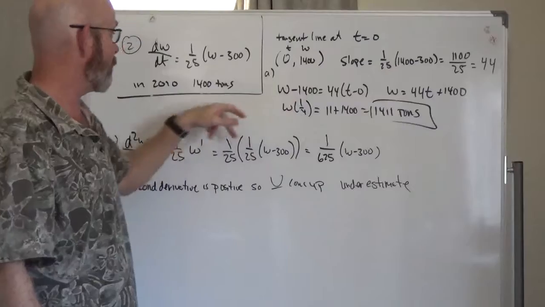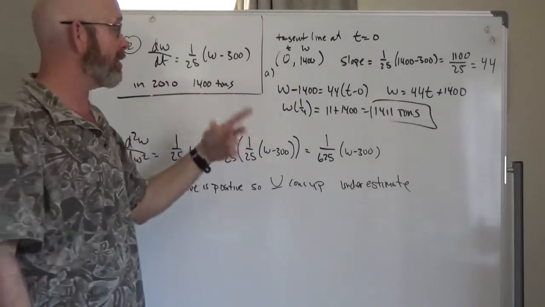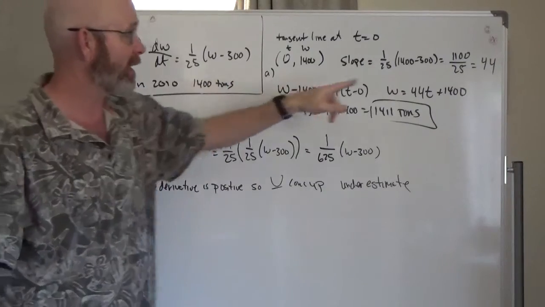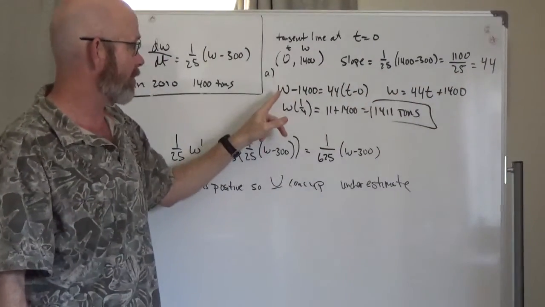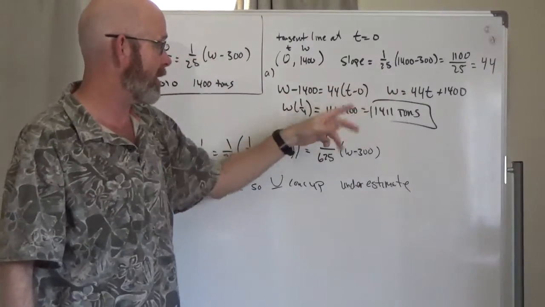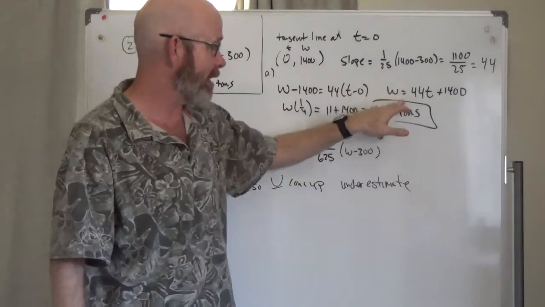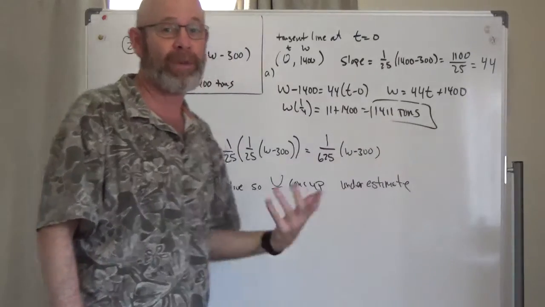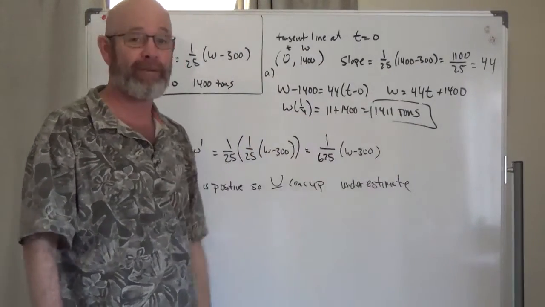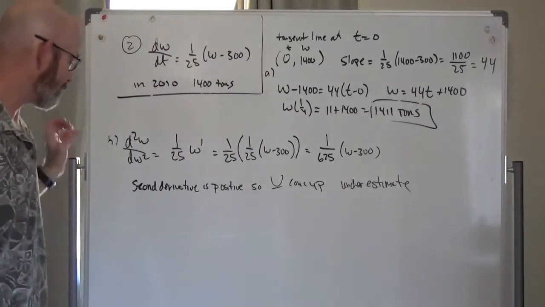And then the slope, I'm just trying to find the tangent line, right? So I need the slope, just plug in 1400 to this. 1400 minus 300 is 1100, so I got a slope of 44. So I get W minus 1400 equals the slope 44 times t minus 0. Do a little simplifying. I get W equals 44t plus 1400. I'm supposed to use that to approximate W at 1/4, so I plugged that in and got 1411 tons.